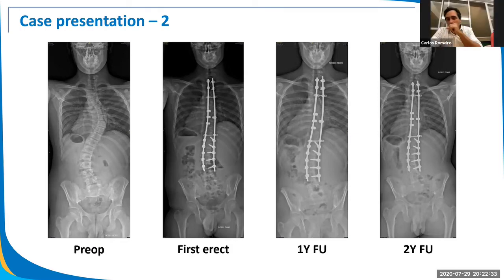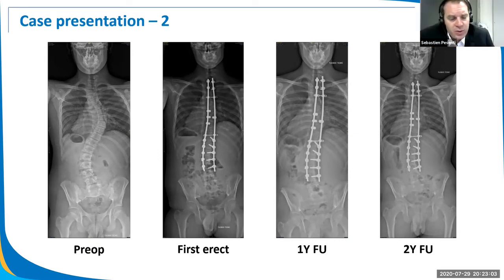Sebastien, in this case, in the other one, you used only hooks in the proximal part of the arthrodesis. Normally, when you use sublaminar bands, do you use only hooks, or do you today use more screws?